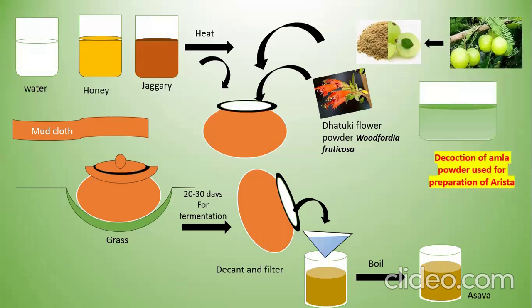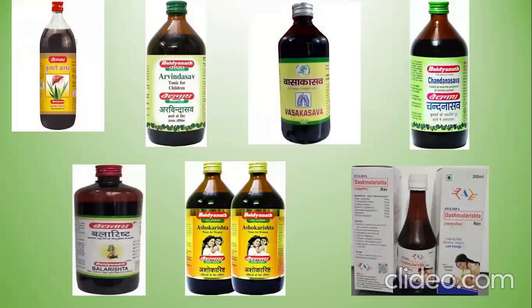In the case of arista, instead of the drug powder, we are going to take the decoction of the amla, and that is to be utilized in this process. Everything else is the same. Means in arista, the powder is replaced by the decoction of the drug. The remainder is the same. So these are some of the examples, friends: Kumari Asava, Arvinda Asava, Vasaka Asava, Chandana Asava. These are the drugs obtained from the particular plant material.